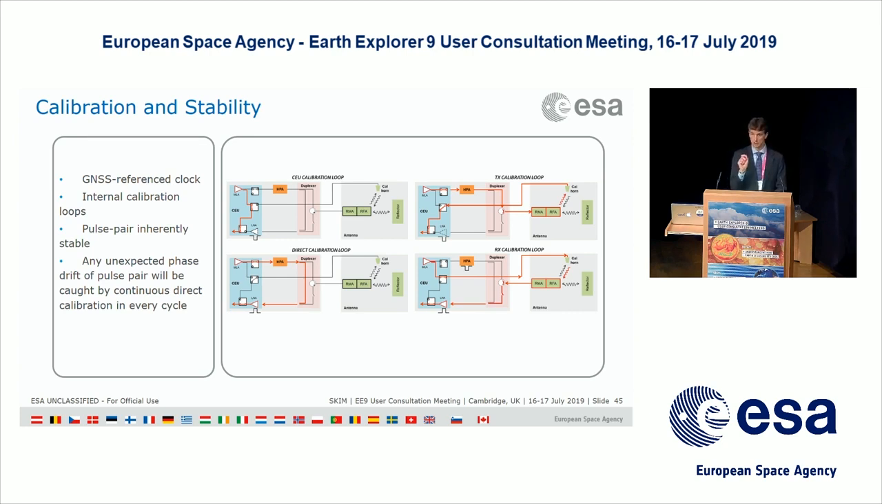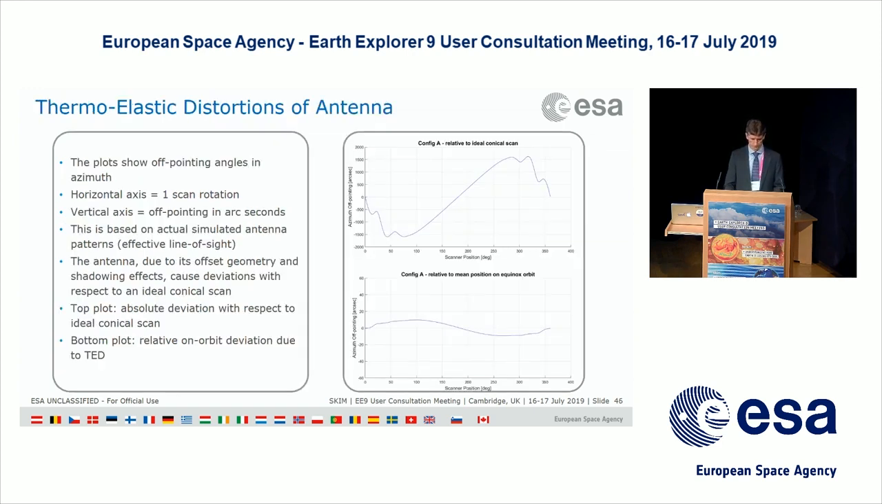While we're on the topic of stability, let me also spend a few words on thermoelastic distortions. It's very important that, as explained before, we get a good pointing knowledge for our antenna. And that is why we've mounted the attitude sensors on the antenna. So any remaining movement that we can have must come from a thermoelastic distortion of the antenna itself.